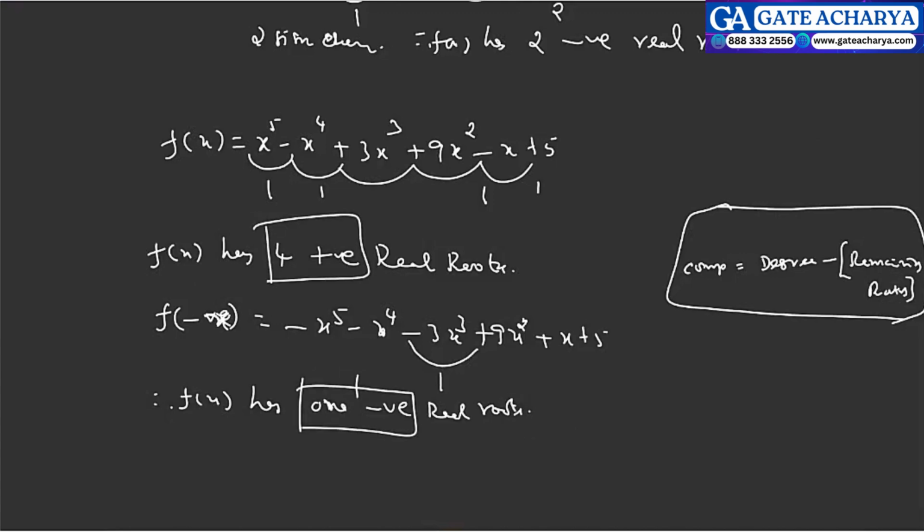Therefore, totally 5. Suppose for complex roots, what should we do? Add 4 plus 1, which is 5, then 5 minus 5 is 0. Here both are equal, so therefore there are no complex roots.